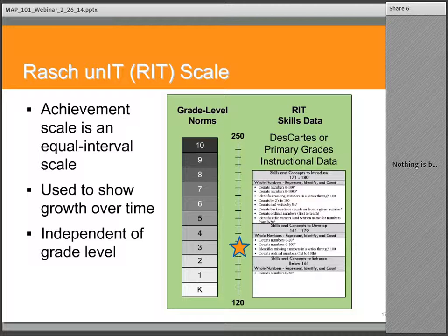75% of the time. So if we look at that Descartes over to the side, and I see that star by the student who is a 3rd grader, the skills and concepts to develop where he's ready for instruction today would be the middle band, which would be between 161 to 170, and the skills to introduce would be between 171 and 180. Exactly, Jill. You're very much correct. That's what those bands describe.